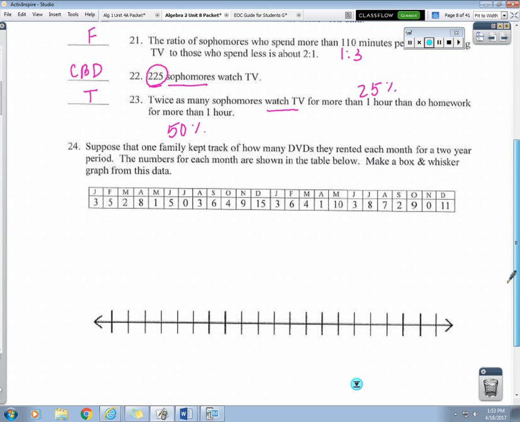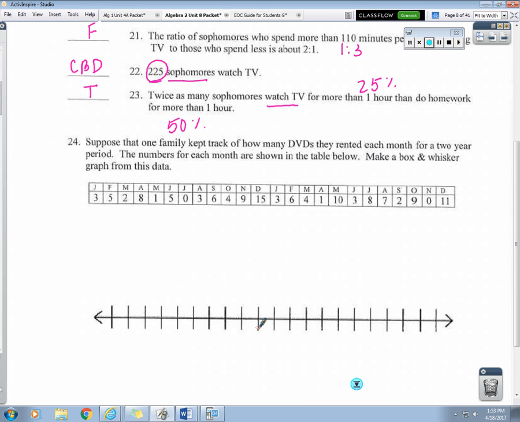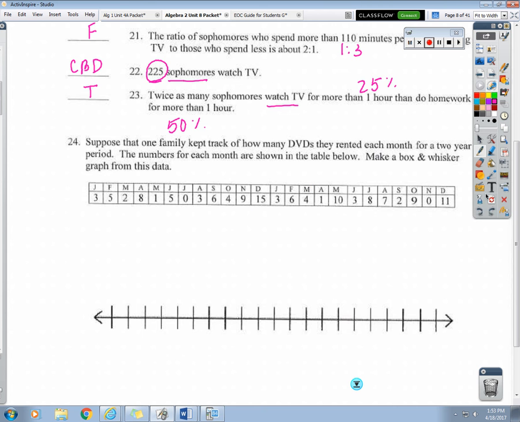Okay, now we're going to talk about how to actually construct a box and whiskers plot when you're given a list of data. First, let's talk about what this data is. Suppose that one family kept track of how many DVDs they rented each month for a 2-year period. Okay, it's a 2-year period, so look. January, February, March, April, May, June, July, August, September, October, November, December. That's year 1. And then here it goes again, year 2. They recorded how many DVDs they rented each month. Okay, so that's where the list of data comes from. We're going to make a box and whisker graph from this data.